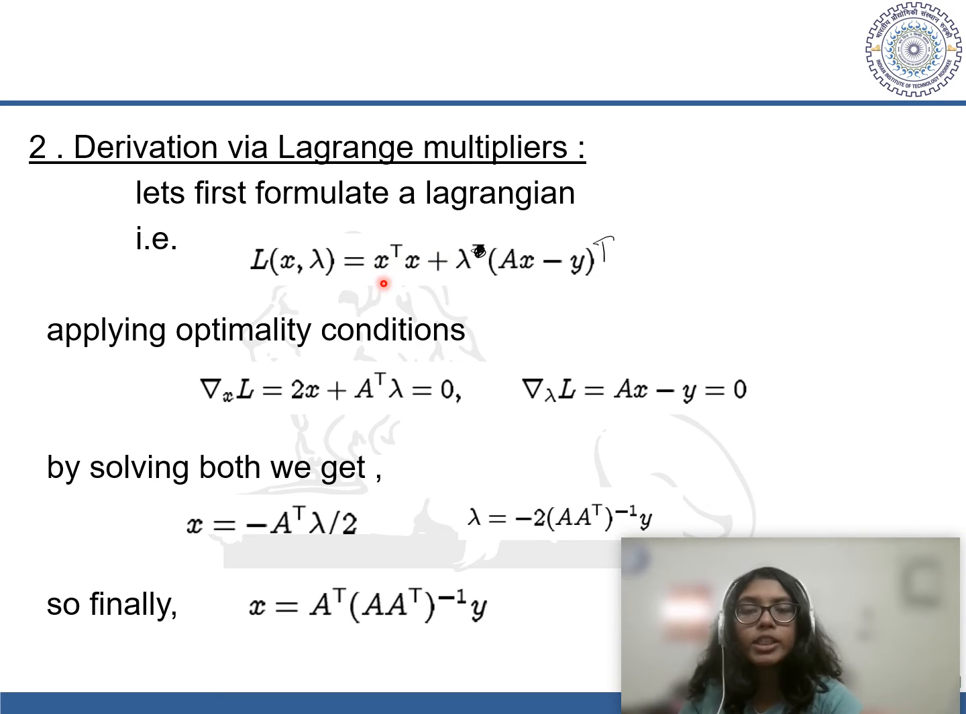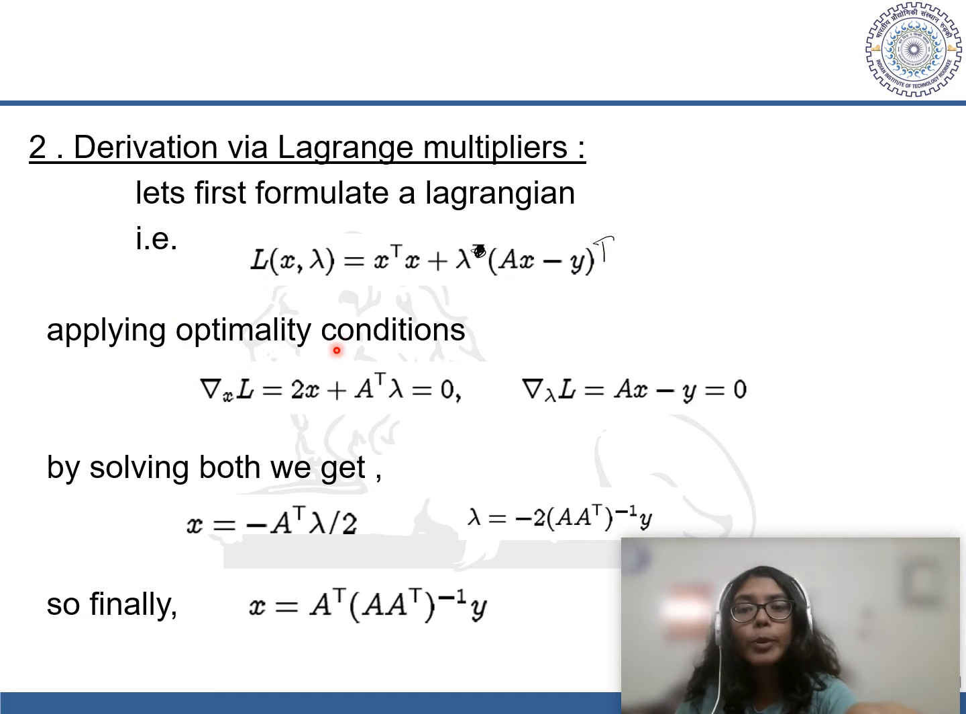x transpose x is called the objective function or cost function, which we need to optimize, that is, minimize in this case. We need to minimize the norm, that is mod x whole square, and mod x whole square equals x transpose x. We know that. So we need to minimize this with plus lambda of (Ax minus y) whole transpose. This Ax minus y is the constraint, which has to be 0, that is Ax equals y. So this problem is basically minimizing x transpose x, where the constraint is Ax minus y has to be 0.